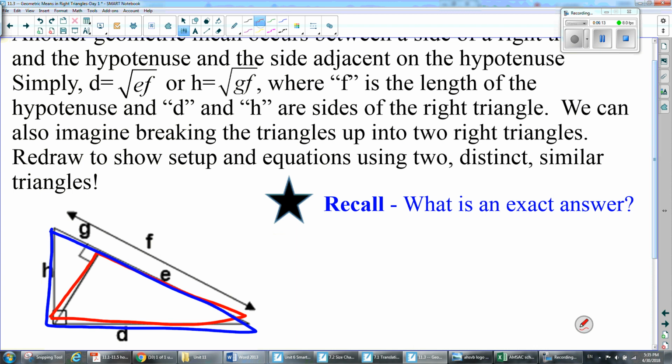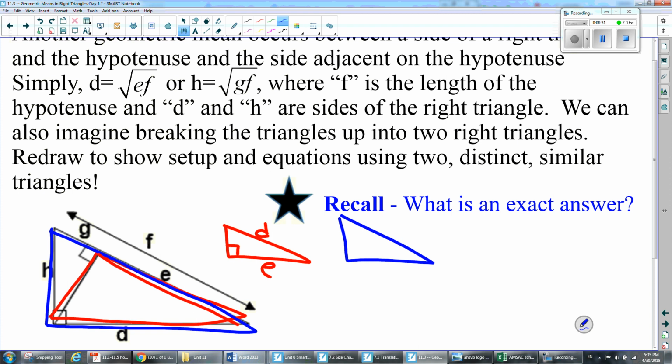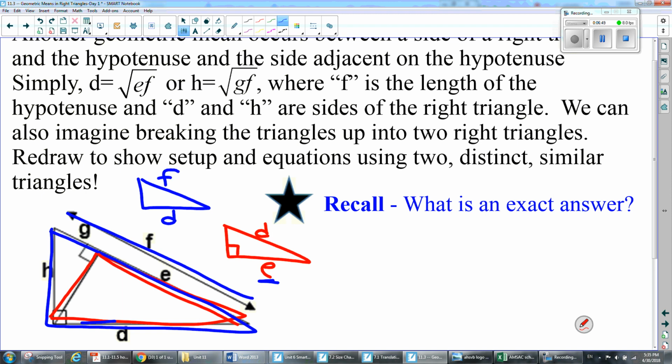So if I look at my triangle in red, I can see that E is the longest side, and now D is actually a hypotenuse. I'm putting that opposite my right angle. When I look at my full blue triangle, the whole triangle, I see that I want to compare a long leg, which is now D, and the whole hypotenuse, which has length F.